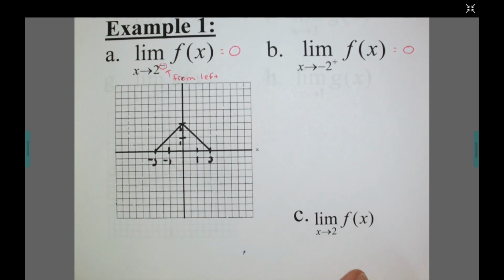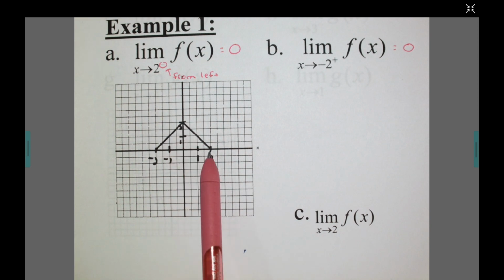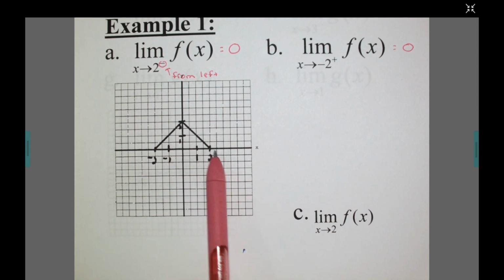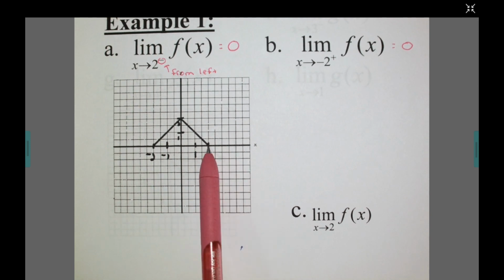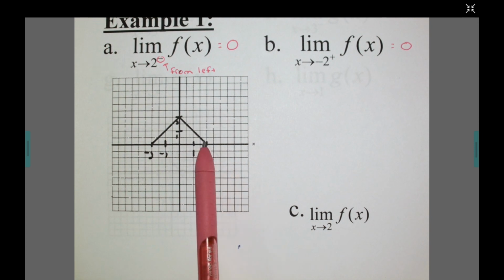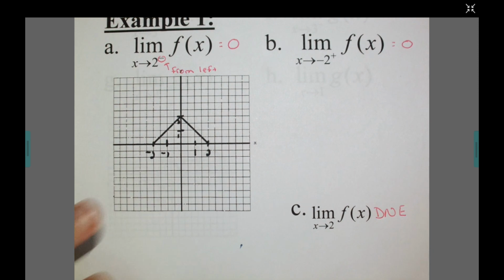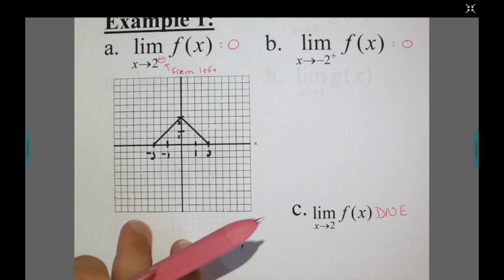All right, C is where it gets fun. You look at it, there is no exponent here. So I'm not coming from left or right. I have to do both. So from the left, we said our limit was going to be 0. From the right, we can't approach it. There's no function from the right. So since our left does not match the right-hand side, we're going to go back to saying that the limit does not exist. Okay, so if there is no exponent here, there's no direction saying which way you need to come from. It needs to match up both ways.